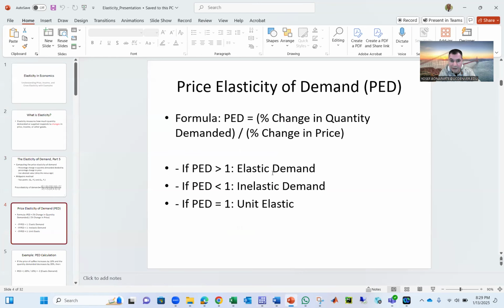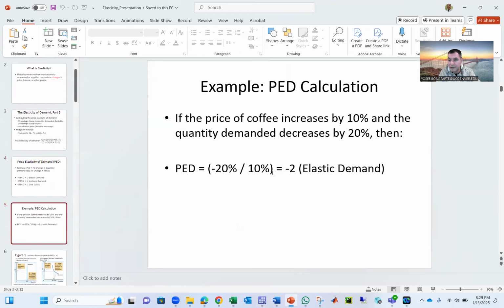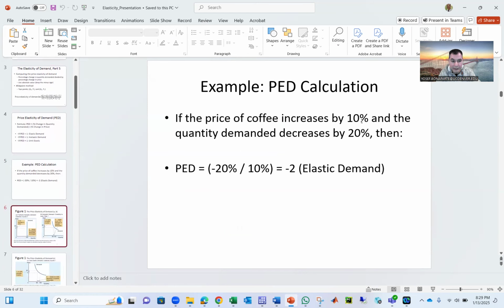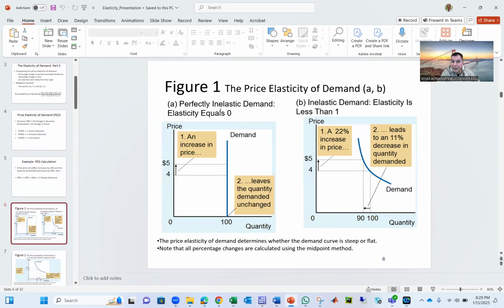So this is the formula, elastic and inelastic, and this is how to calculate that. Here's an example: perfectly inelastic demand. An increase in the price leaves the quantity the same. With inelastic demand, a 22% increase in the price leads to only an 11% decrease in the quantity. So we call this inelastic, 22 versus 11.